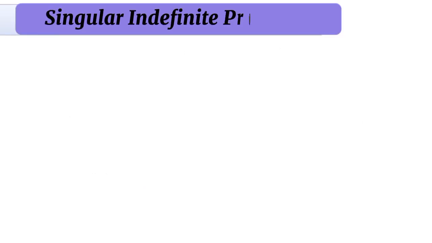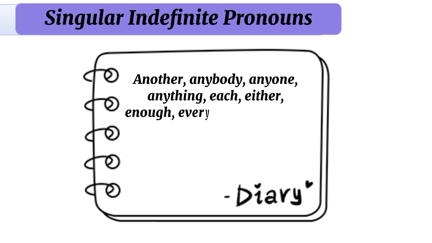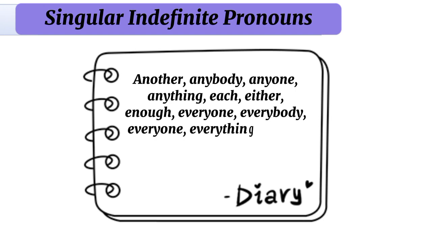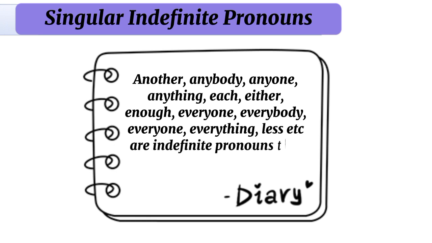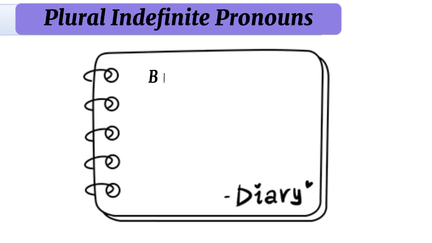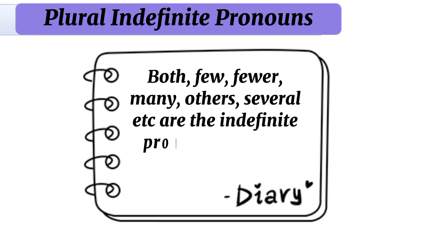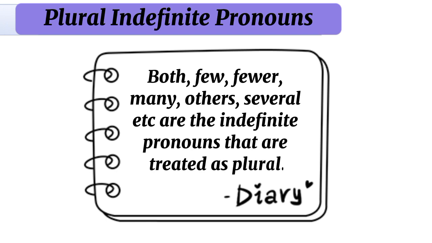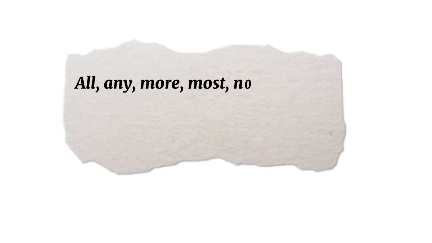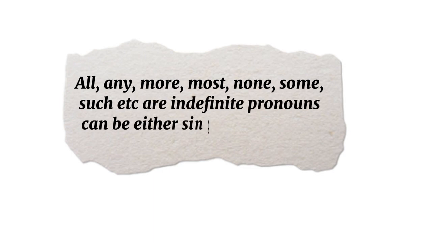Singular indefinite pronouns: another, anybody, anyone, anything, each, either, enough, everybody, everyone, everything, less, etc. are indefinite pronouns that are typically used as singular. Plural indefinite pronouns: both, few, fewer, many, others, several, etc. are the indefinite pronouns that are treated as plural. All, any, more, most, none, some, such, etc. are indefinite pronouns that can be either singular or plural.